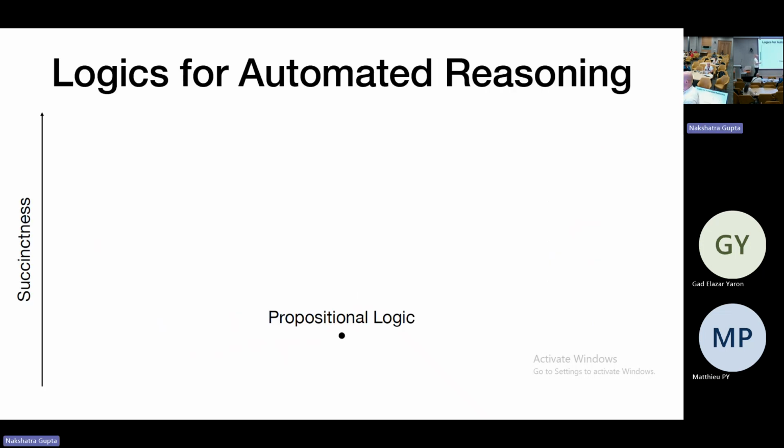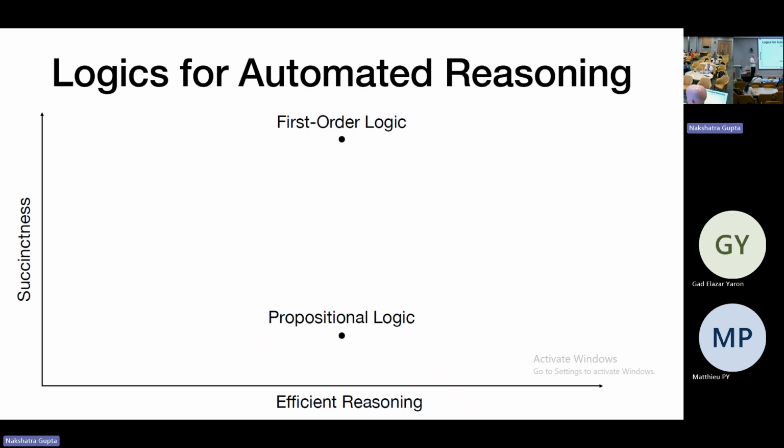And in general, the question here is, which logic should we use for automated reasoning? We've seen propositional logic. Now that we want quantifiers, we could go all the way to first order logic. But we have to trade off efficiency of reasoning and succinctness of our encodings in some sense. So propositional logic, as we have seen, or as Alex has mentioned, is very efficient, but arguably not very succinct compared to something like first order logic.